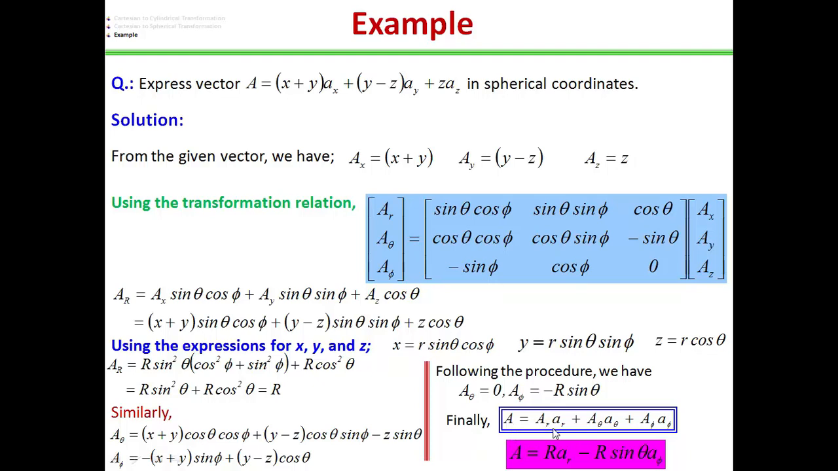Finally, we will put the values of ar, a theta, and a phi in the standard equation, that is A is equal to ar unit vector ar plus a theta unit vector a theta plus a phi unit vector a phi. After solving this equation, we will get vector A is equal to r ar minus r sin theta a phi, which is basically in the spherical coordinate system. And this spherical coordinate system is obtained from the given vector in the Cartesian coordinate system.